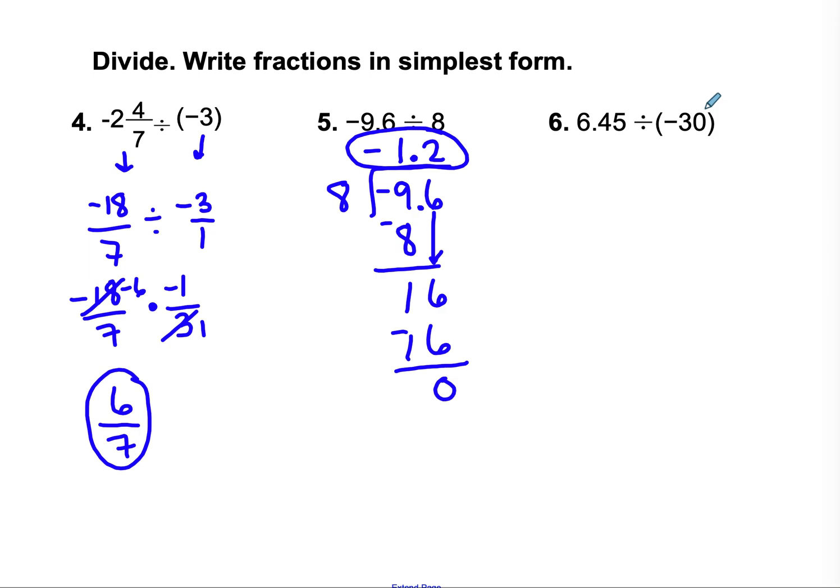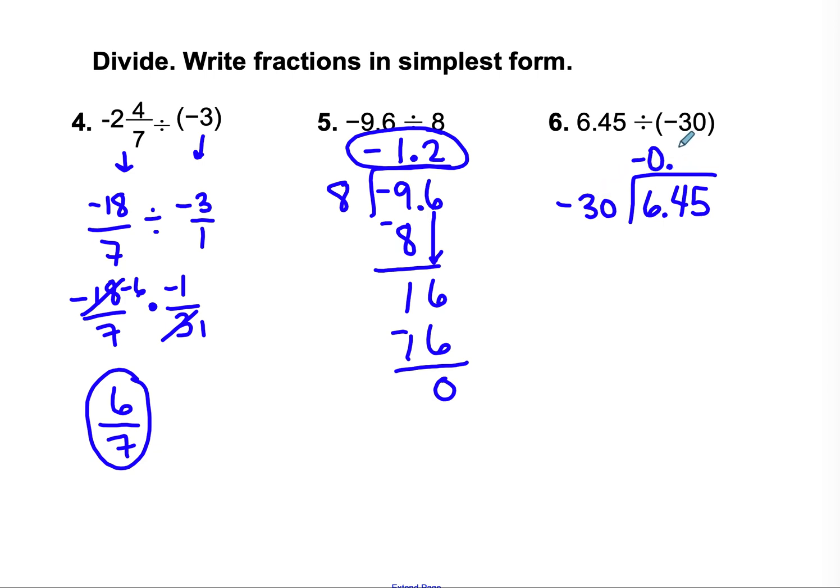Again, my second number is an integer. I do not need to move decimals. 6 and 45/100 divided by negative 30. Different signs, answer is negative. I'm going to go ahead and put my negative sign up here. All right, 30 does not go into 6 a whole number of times. So I'm going to put my 0, and then I'm going to bring up the decimal point.